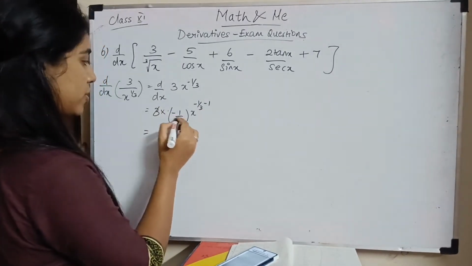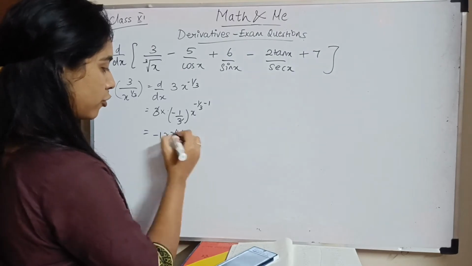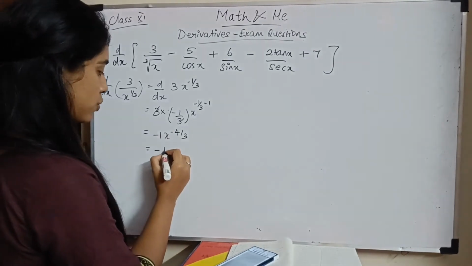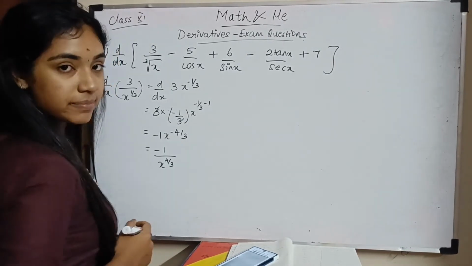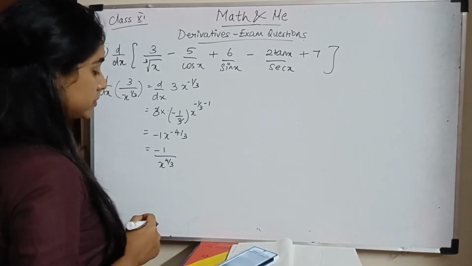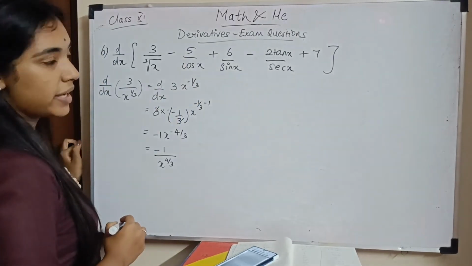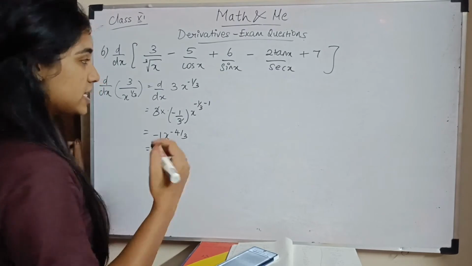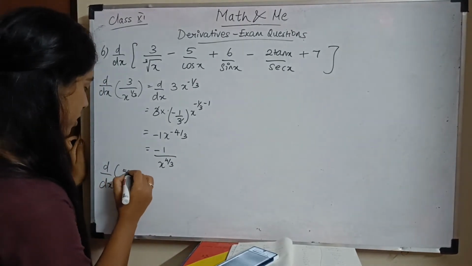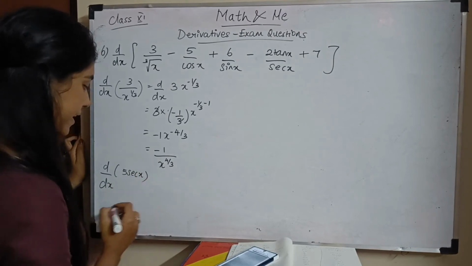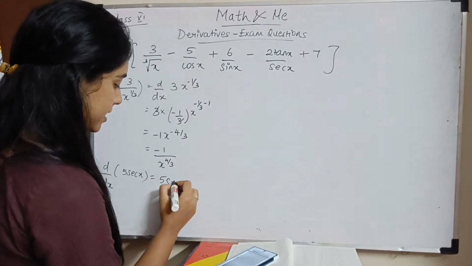So what do you have? 3 and 3 cancel, so it will be minus 1, x to the minus 4 by 3. So what do you have? Minus 1 divided by x to the 4 by 3. Okay? So this is your first term. What is your second term? 5 by cos x, which is nothing but 5 secant x. So d by dx of 5 by cos x is 5 secant x. Taking 5 outside, what is the derivative of secant x? Secant x tan x.